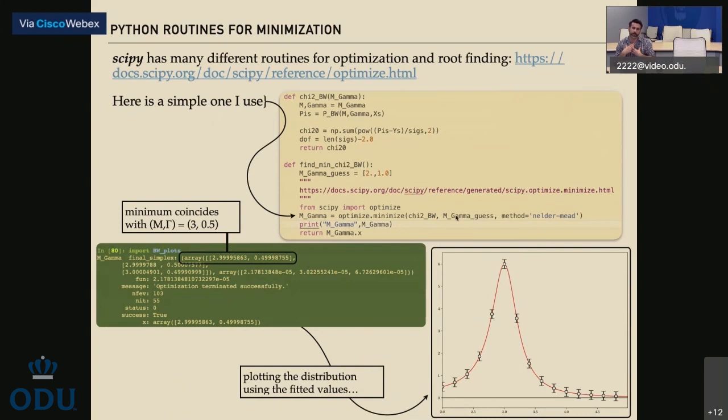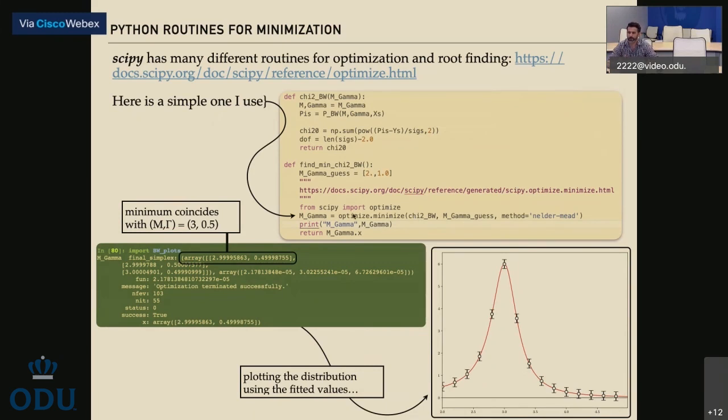If you have some good intuition of what these values are, this allows you to be as close as possible to the actual minimum of the chi-squared rather than a local minimum. And you remember we saw these plots where I plotted the chi-squared, and you saw that it had a lot of local minimums, but only one true minimum.